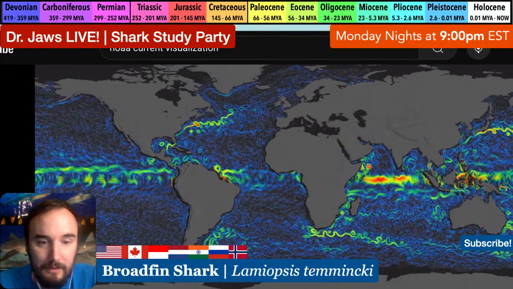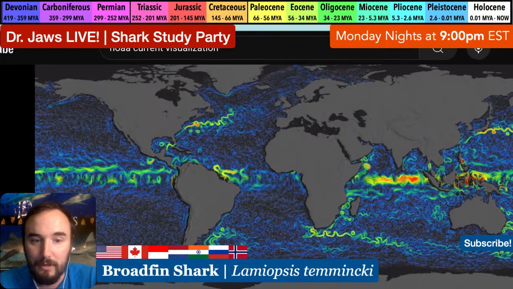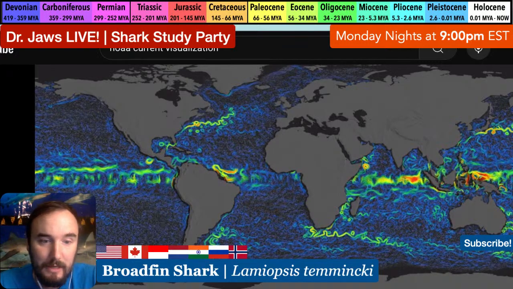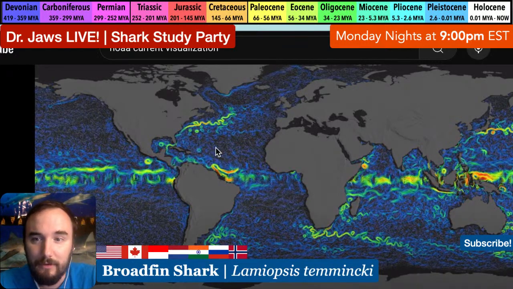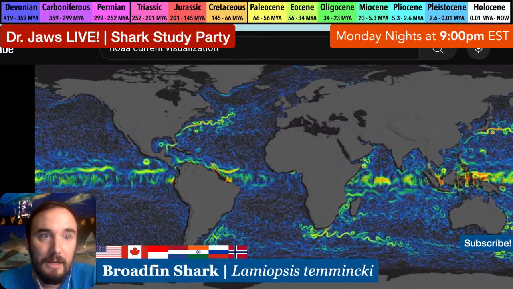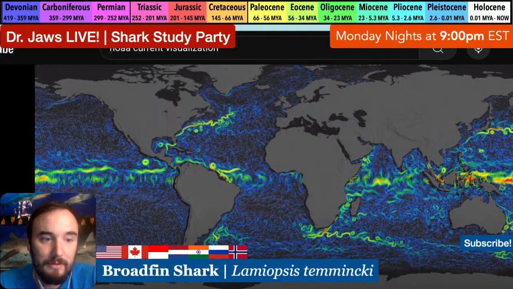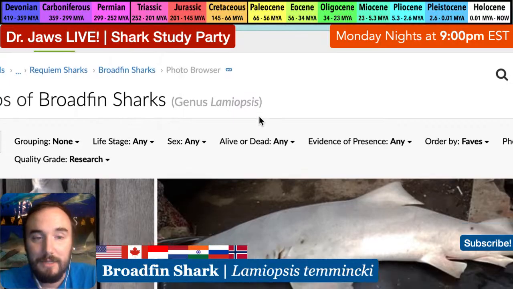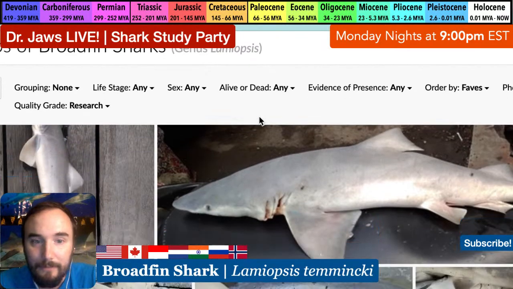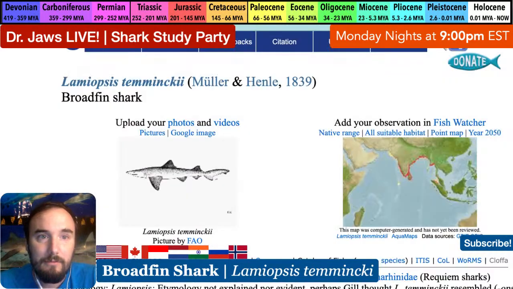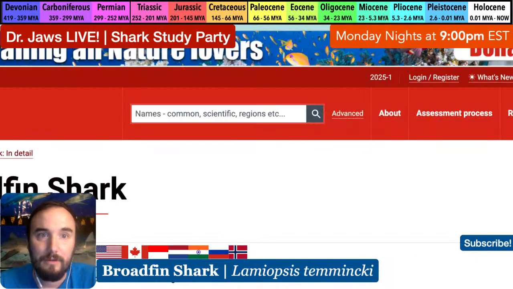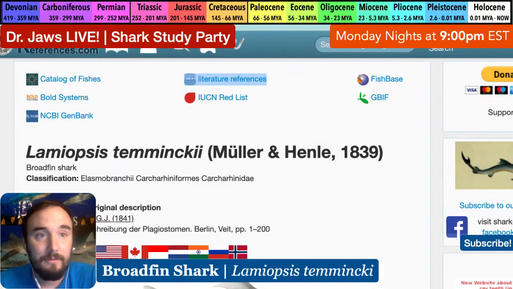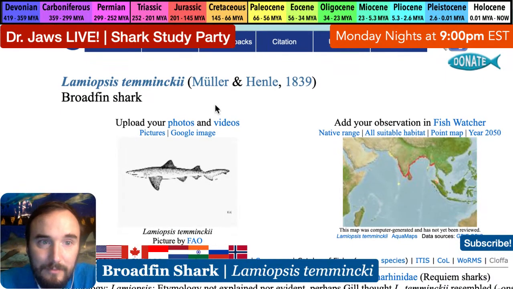But first, let's take a look at some of the basics for the broadfin shark, which is, I think, our first Lamiopsis species. So I'm going to pause this and rewind, so when more people join later, we'll take a closer look. I think we'll start with our good friend FishBase, followed by the IUCN Red List and Shark References as far as what makes Lamiopsis Lamiopsis. So here we go.